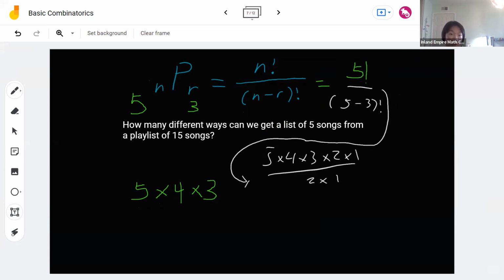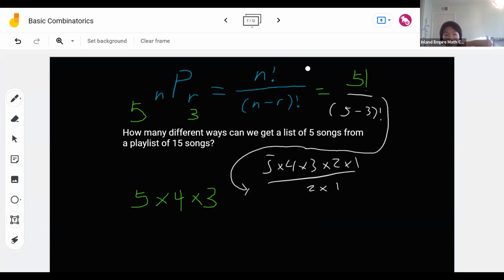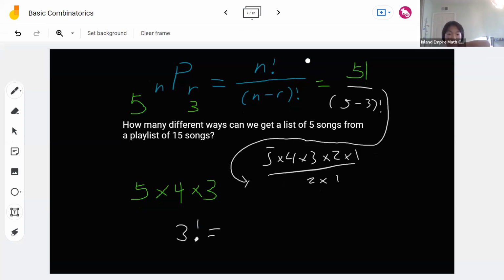Okay, so Olivia, to answer your question, the exclamation mark just means factorial. If I write a number, let's say 3, and put an exclamation mark behind it, I'm looking for that number multiplied by each number below it, down to 1. So 3 factorial is 3 times 2 times 1. If I had 5 factorial, it'd be 5 times 4 times 3 times 2 times 1. Does that answer your question?